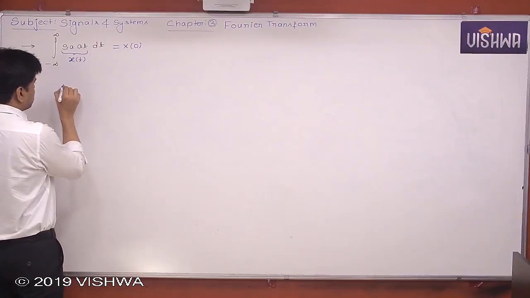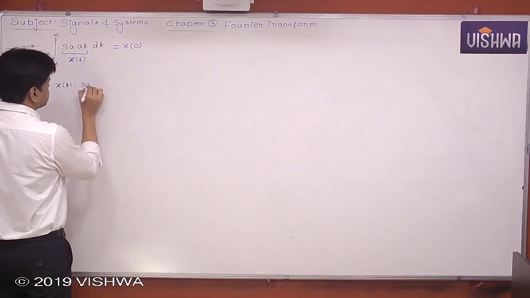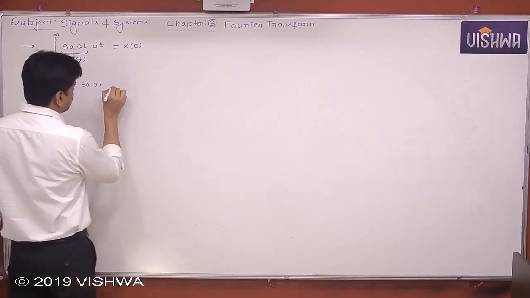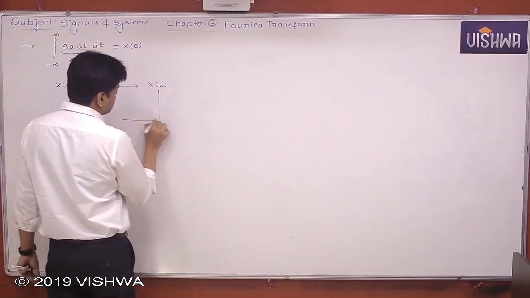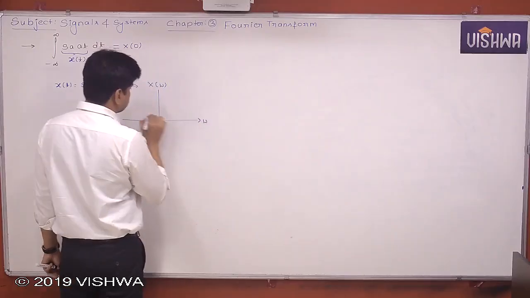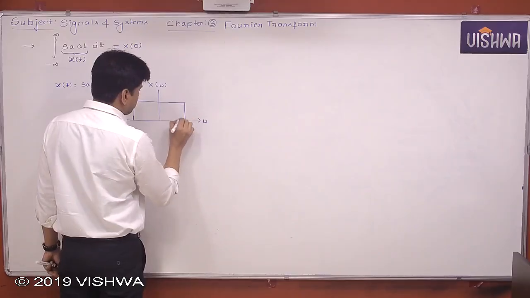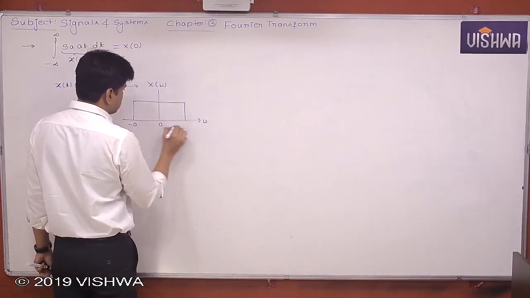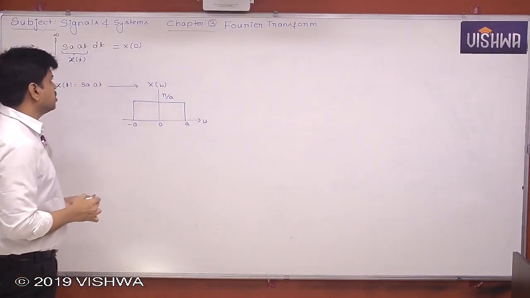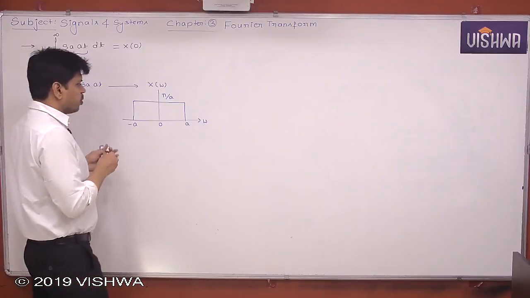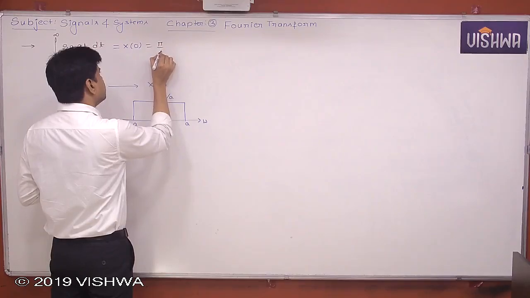First, for x of t, that is sampling at, what is x of omega? Just now we have seen it is a rectangular pulse. In the previous class we have seen this. From minus a to plus a, and its height is pi by a. So what is X of 0? At 0, what is the value here? This is also pi by a. So it is equal to pi by a.